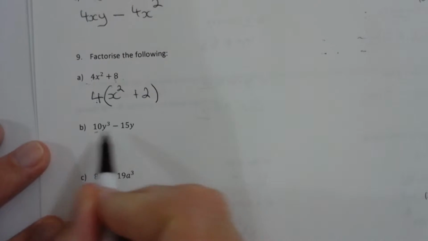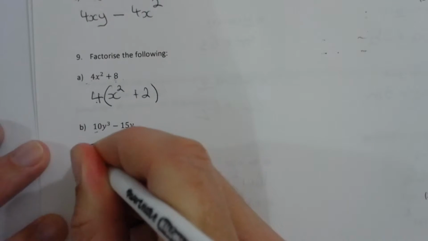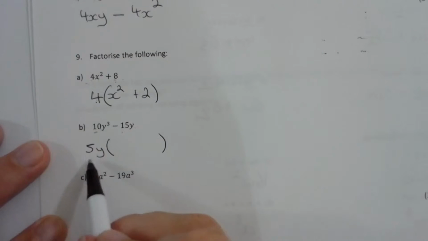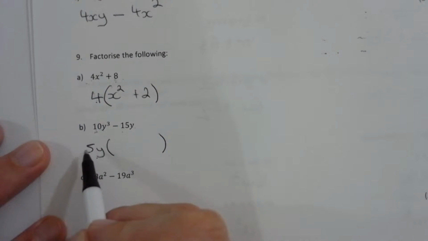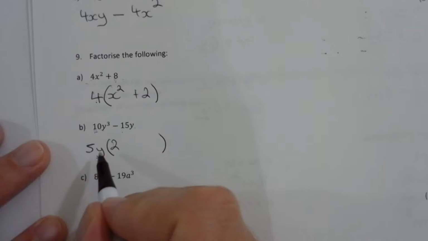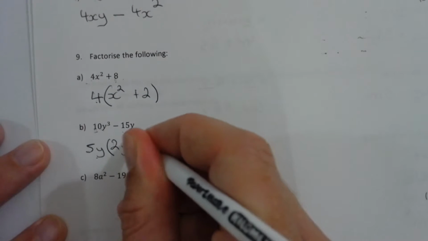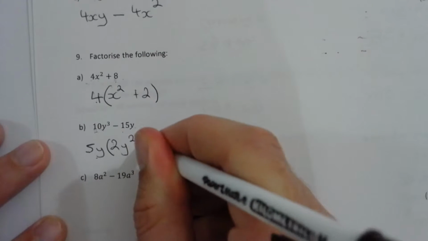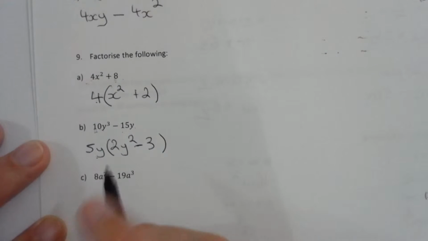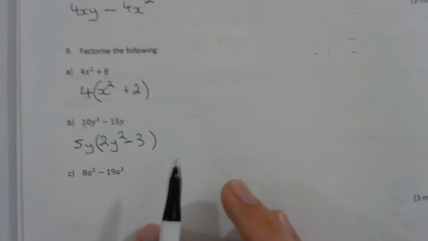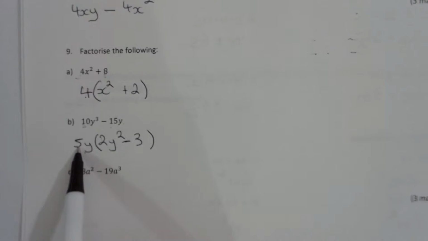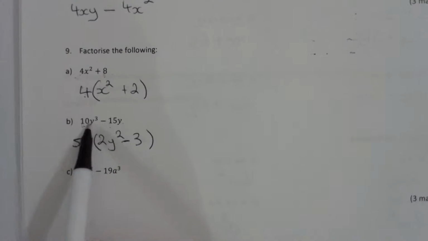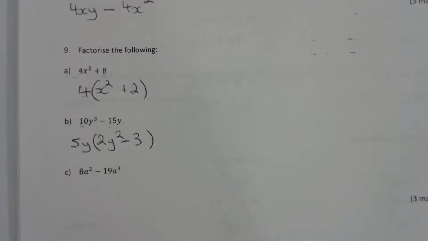Same here. Highest common factor of 10 and 15 is 5. And now we can see there's at least one y in both parts. Right, how do we get from 5y to 10y cubed? Well, from 5 to 10 we times it by 2. And to get from y to y cubed we times it by y squared. To get from 5 to negative 15 we must times it by negative 3. And there's already 1 in the answer. Good way of double checking this is to expand backwards and make sure you get the same question. 5 times 2 is 10y cubed minus 15y, it works.